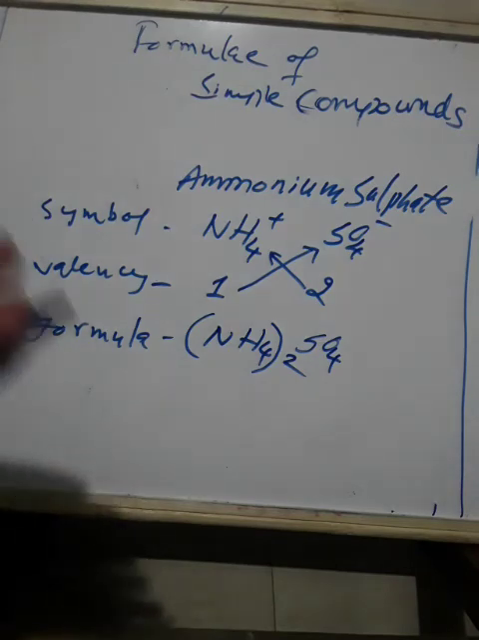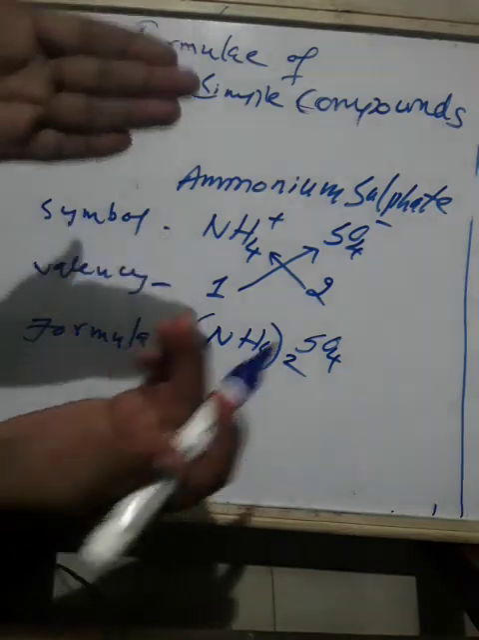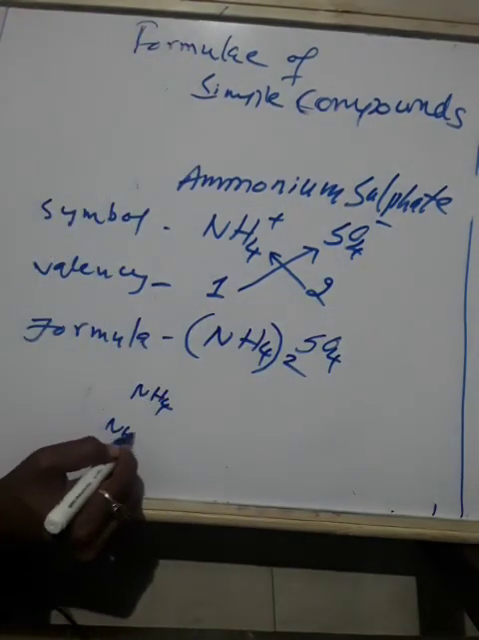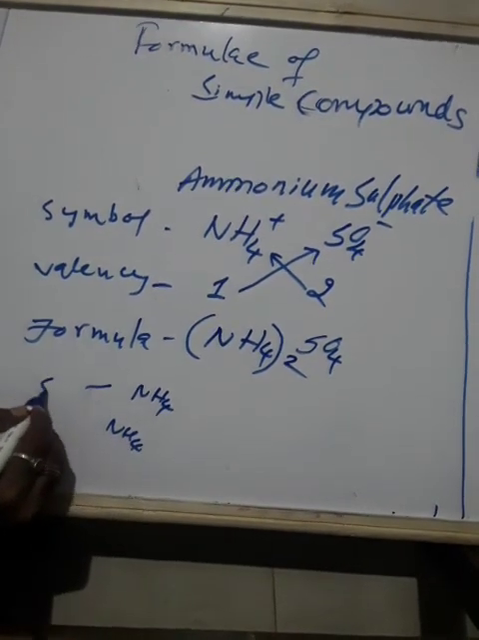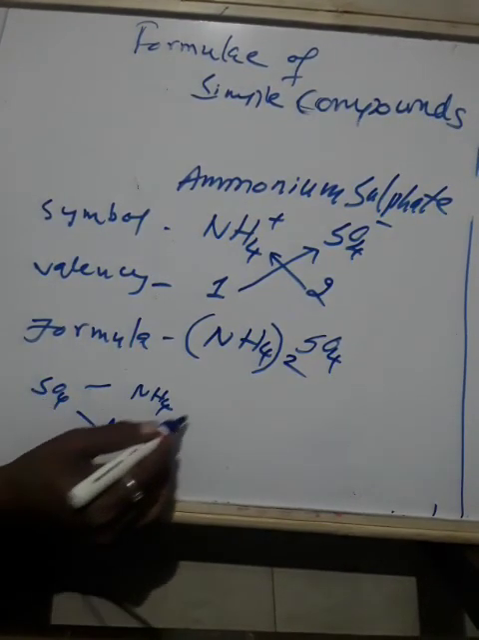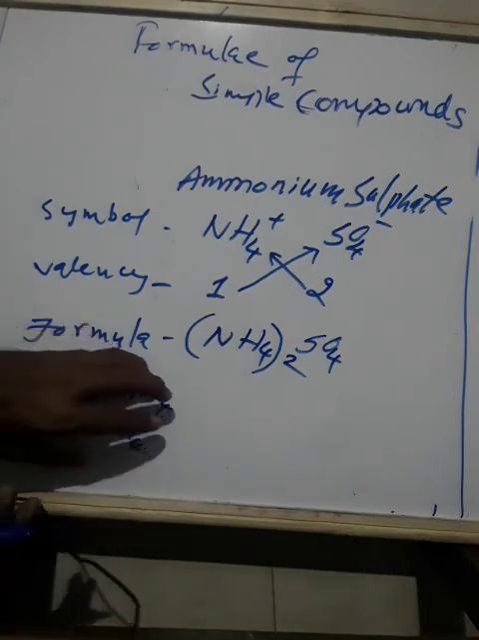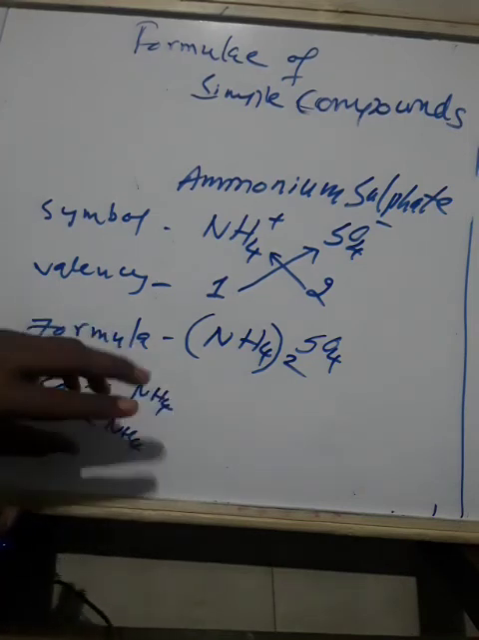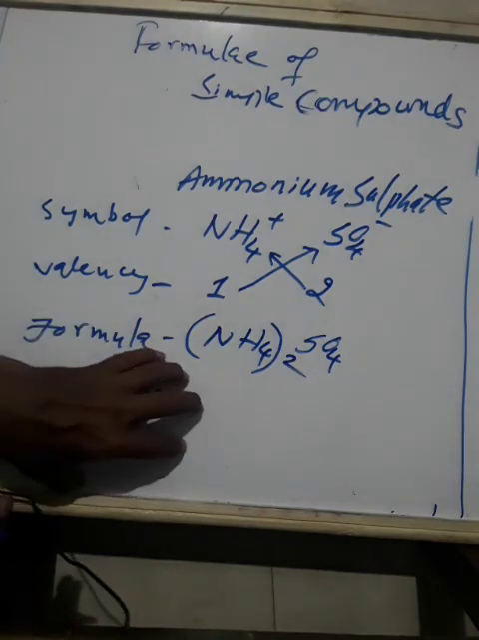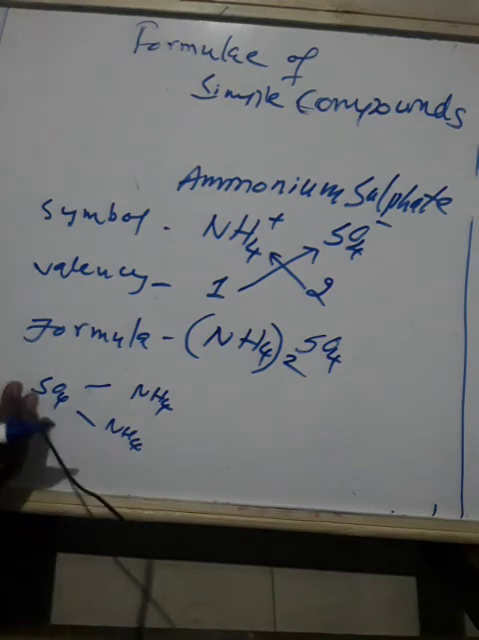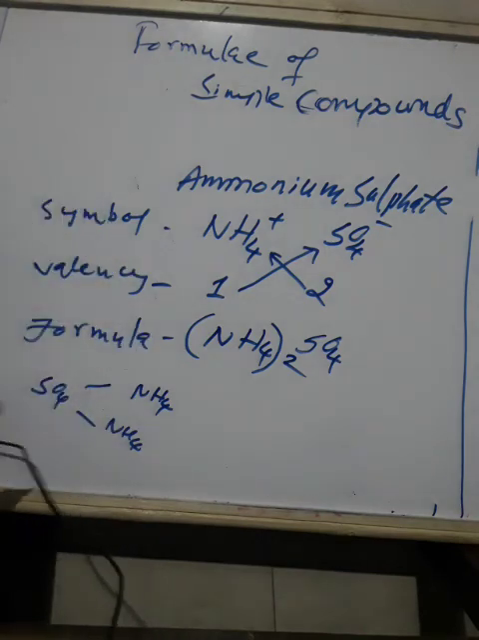NH4 here, NH4 there, and between them there is sulfate, joined with SO4 like this. So this is the structural formula. The ammonium group is joined with the sulfate group. 2 ammonium ions combine with 1 sulfate ion like this. Okay, so this is about how to write formulas.